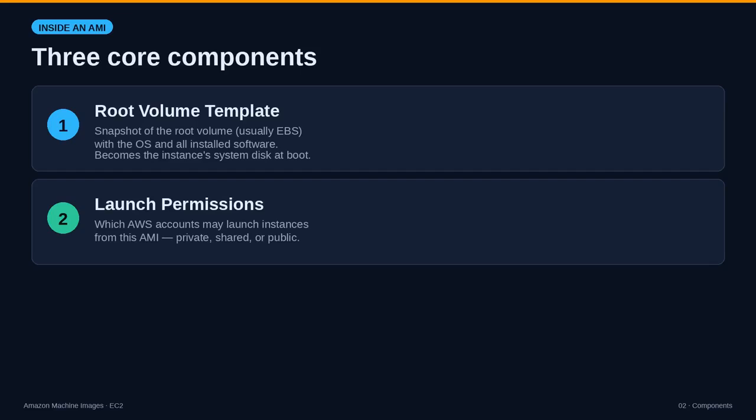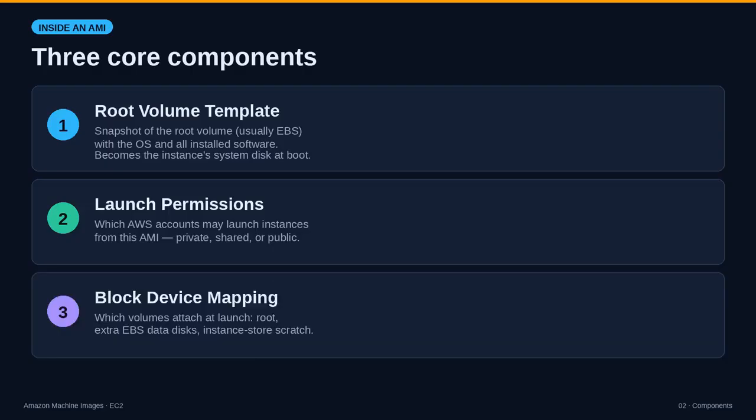Third, the block device mapping. This is the recipe that says which volumes attach at launch. The root device may be one volume, with data volumes on other EBS disks, maybe an instance store volume for scratch. Change the mapping, and the same AMI can launch with a larger root disk or extra data disks without rebuilding the image. Together, template, permissions, and mapping fully define what launch this AMI means.